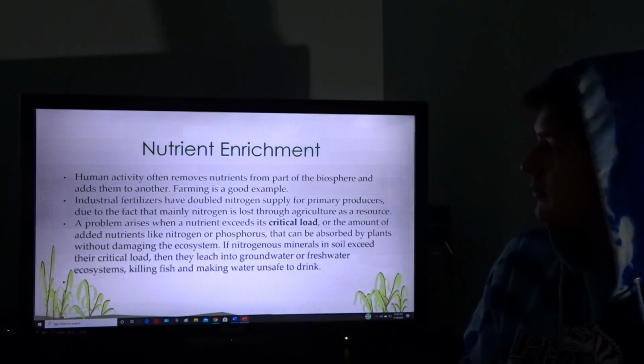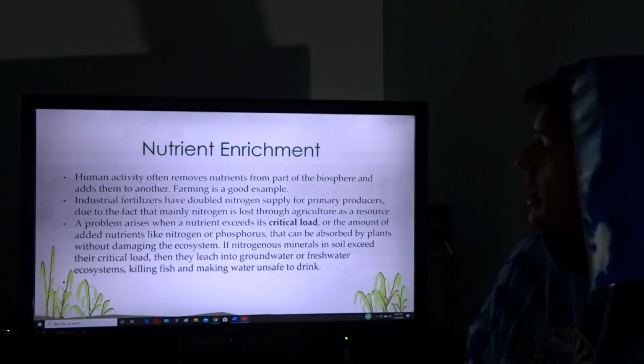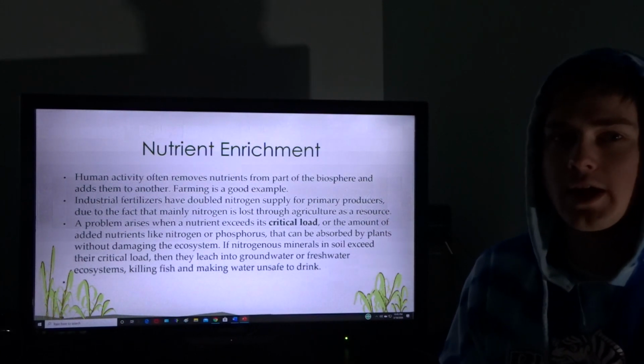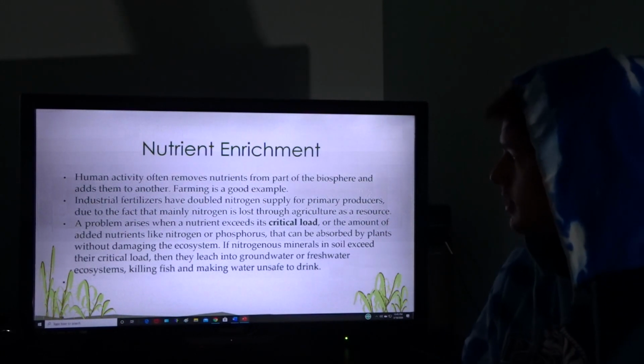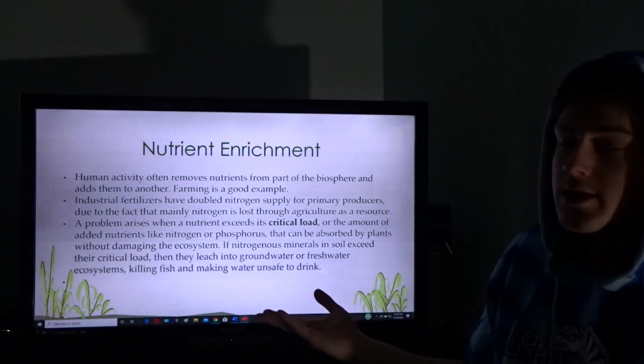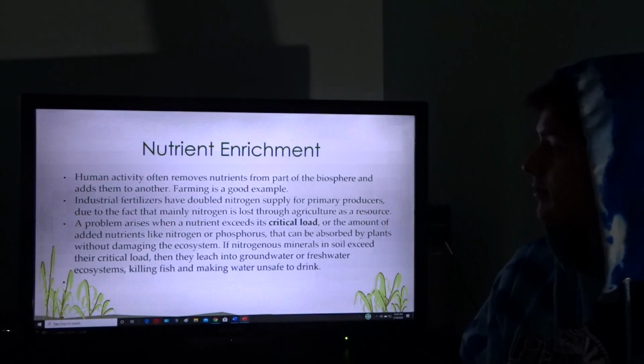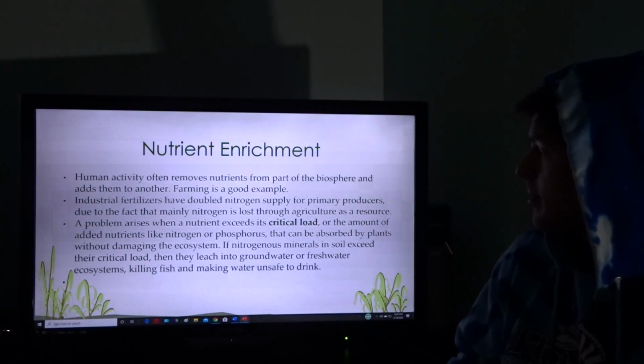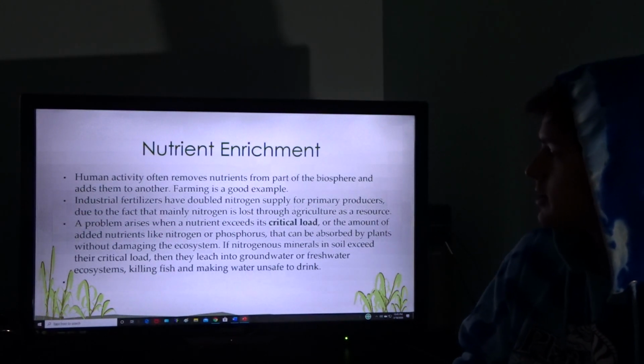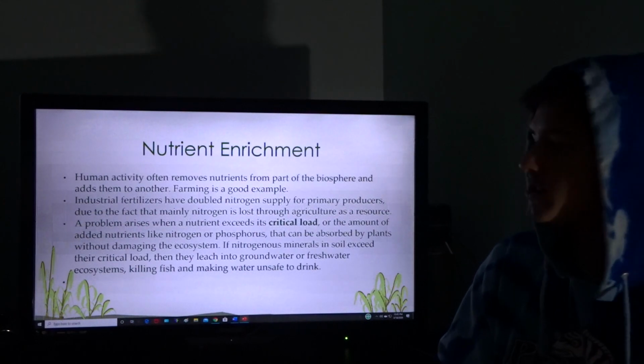So first we're going to look at nutrient enrichment and the whole idea that human activity often removes nutrients from part of the biosphere and adds them to another. And farming is really a good example and is the prime example of this. Especially in the modern era, industrial fertilizers have doubled the nitrogen supply for primary producers, due to the fact that mainly nitrogen is lost through agriculture as a resource.